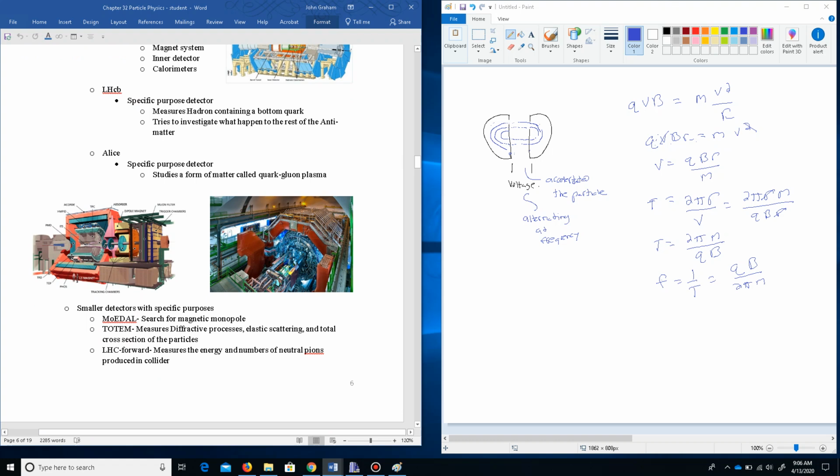And then we have small detectors with specific purposes. The MoEDAL searches for a magnetic monopole. The TOTEM measures diffractive processes, elastic scattering, and total cross sections of the particles. And the LHCf measures the energy and numbers of neutral pions produced in a collider. Right, so a lot of different experiments on these.